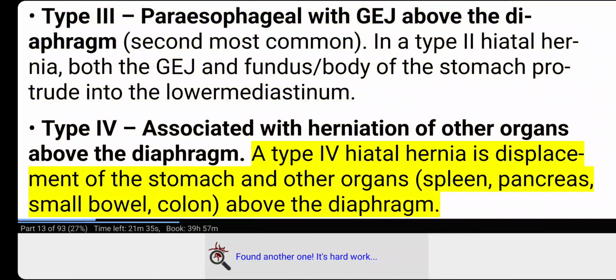Hiatal hernias, continued. Normal GE junction, type 1, type 2, type 3, type 4. Illustration demonstrates the 4 types of hiatal hernias.